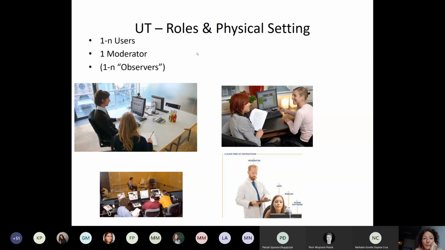Okay, this is an example of where you can collect data. You have typically a number of users and you have one moderator. The moderator is the person who interacts with the user to present the test and to actually run the experiment. You can also have a number of observers, people who look from outside.